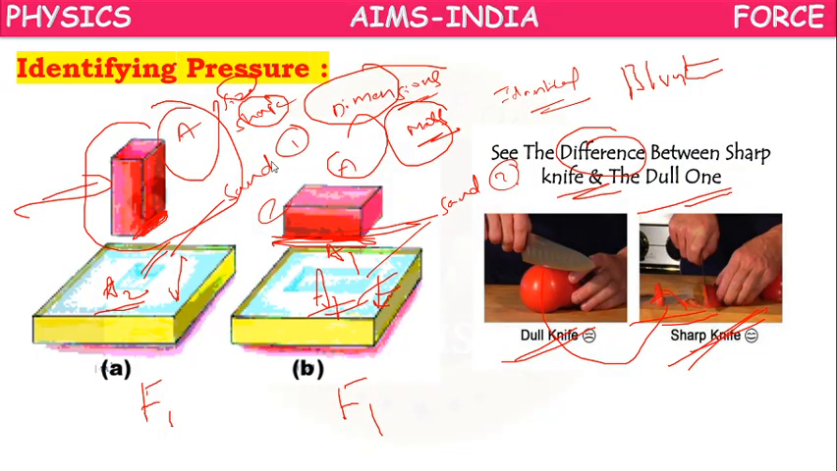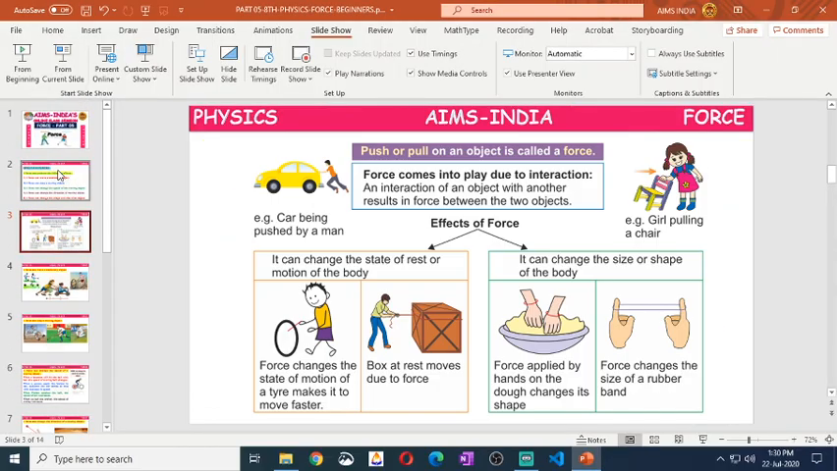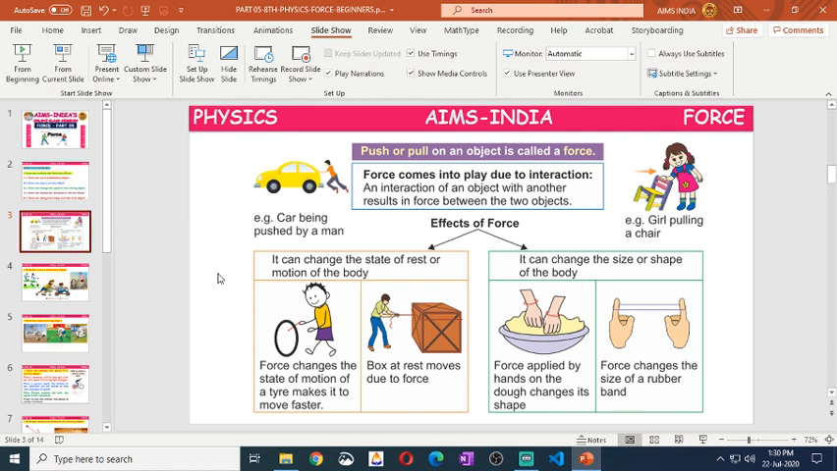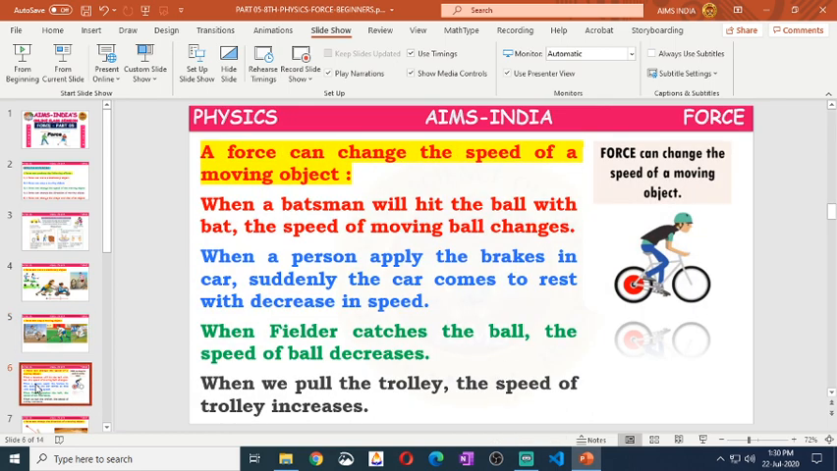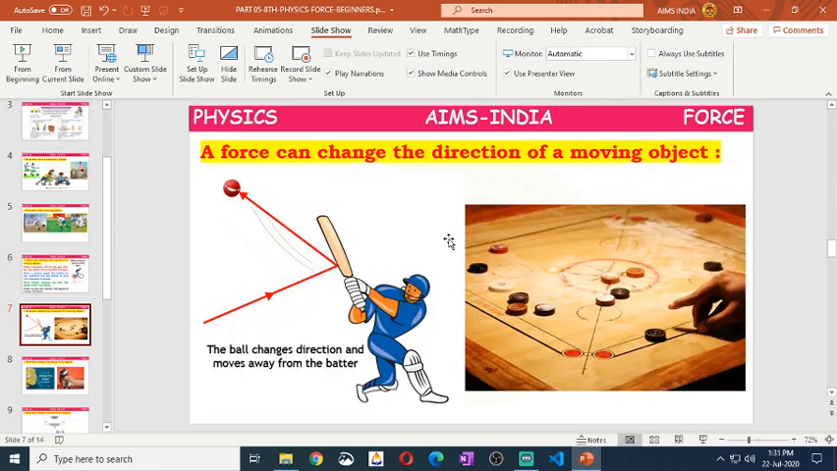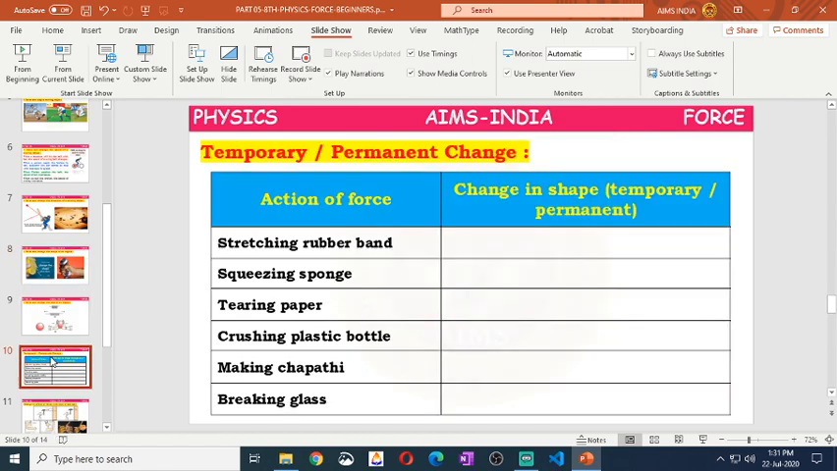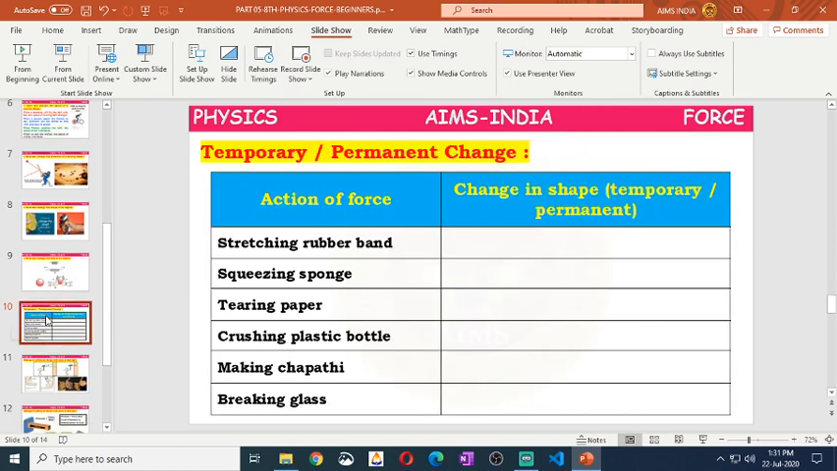So from the force concept, we can also understand the concept called pressure. What have we learned today, children? Effects of forces. Force comes into play due to interaction. It can move a stationary object, stop a moving object, change the speed of a moving object, and change the direction of a moving object. It can change the shape and size of an object, but the changes may be temporary or permanent.